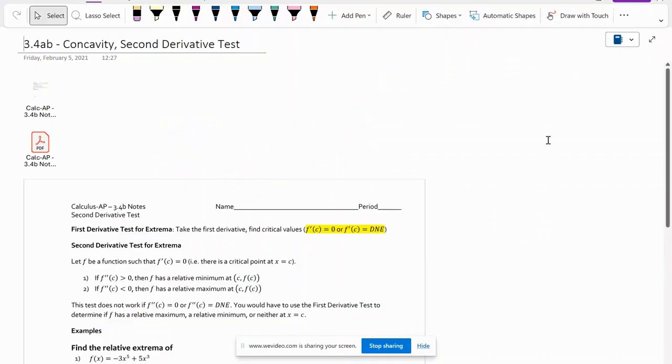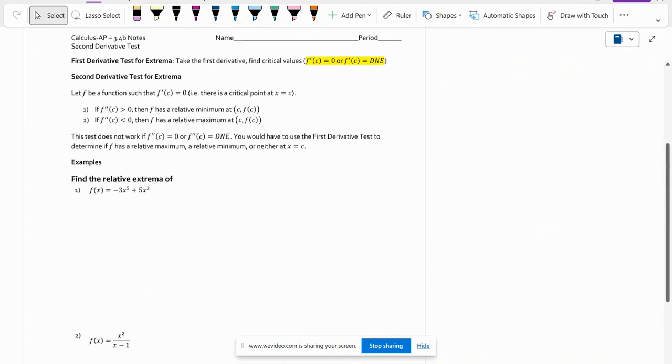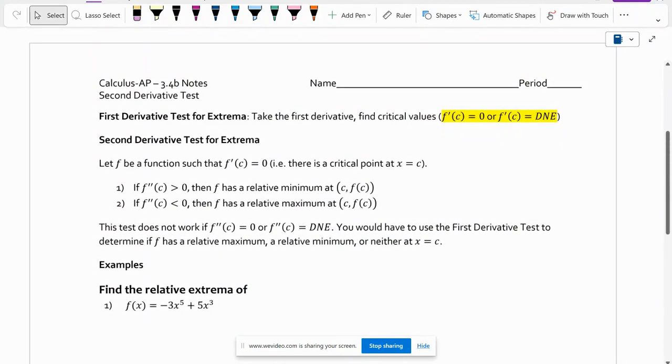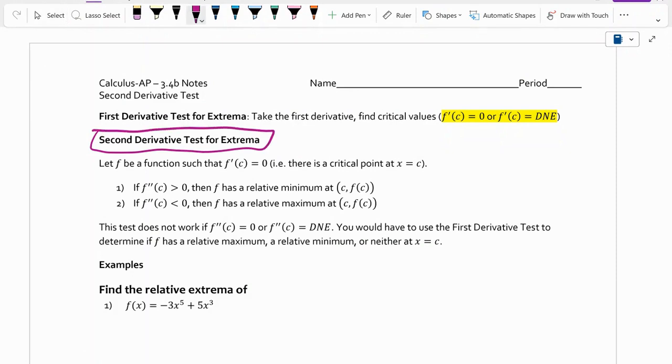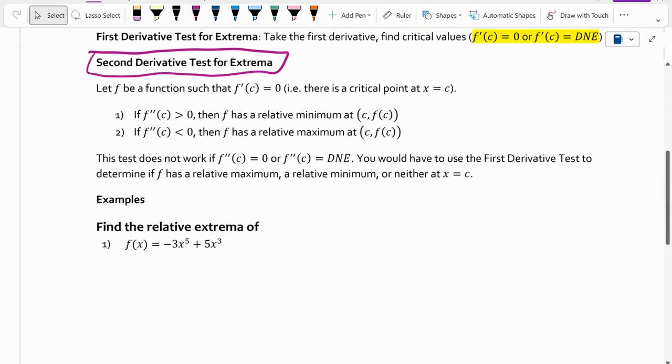The second derivative test for extrema is what we are discussing today. This is a different kind of test, and it is used in very particular circumstances, and it should make logical sense. This is not a second derivative test for concavity. That is a different test. This is specifically the second derivative test for extrema.